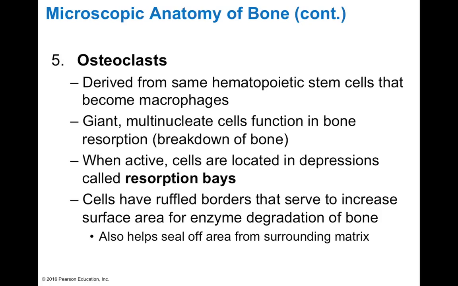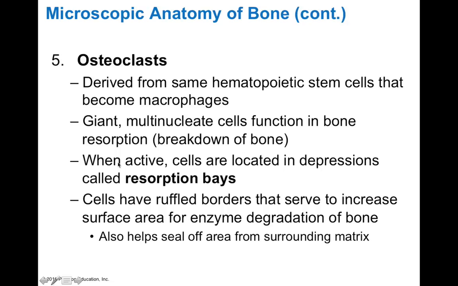Now, osteoclasts are very different here. Osteoclasts are not derived from those osteogenic cells. Rather, the osteoclasts are cells that are derived from hematopoietic stem cells. So instead of having an osteogenic origin, osteoclasts are these giant multinucleated cells that are formed by the fusion of many different macrophages. Remember, macrophages are an immune cell that can break down material, and in this case, the osteoclasts break down bone.